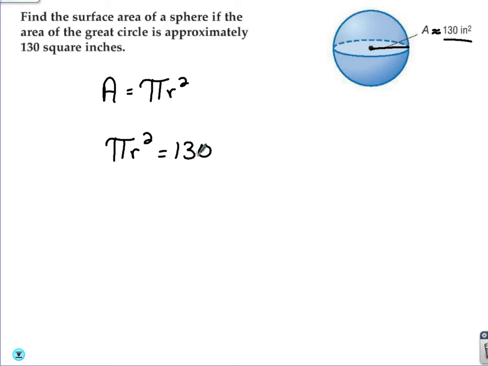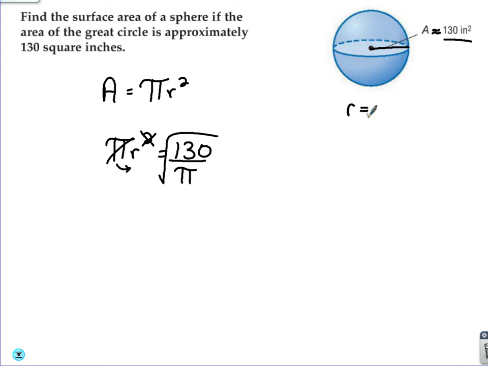To find out what the radius is, well, first step, let's move pi over. Since it's being multiplied, let's divide. And then to find out what the radius is, we're going to have to get rid of the squared. How do you get rid of the square? Square root. So there's your radius. The square root of 130 over pi. You'll type that in yet.